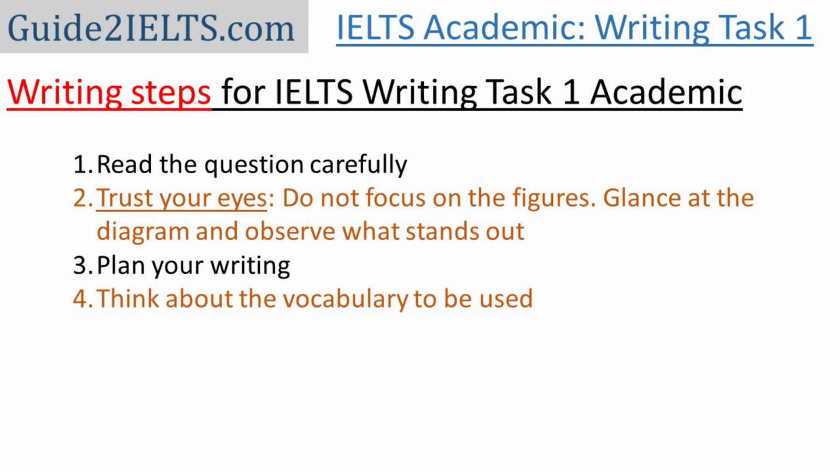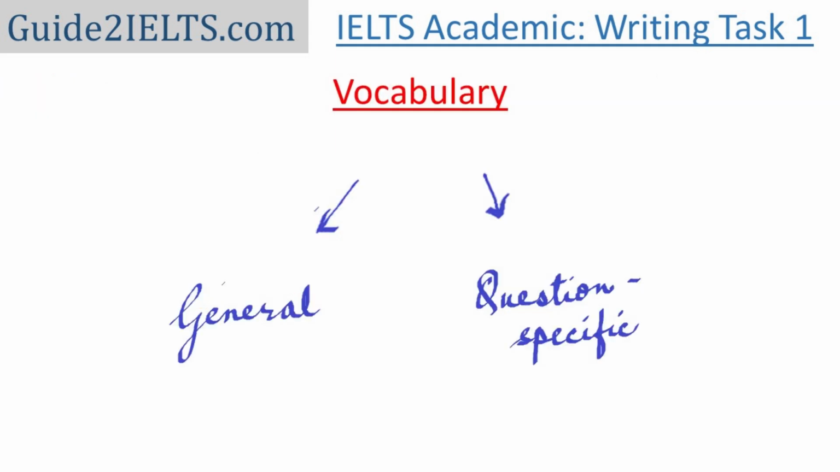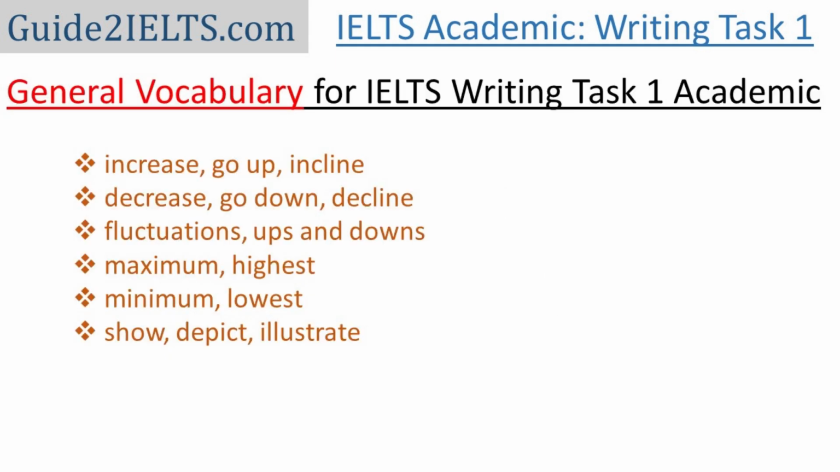Before you start writing, there is one more thing that you should do. Quickly think about the vocabulary to be used. The vocabulary to be used can be divided into two categories. General vocabulary, which in case of Writing Task 1 Academic includes words such as increase, go up, decrease, decline, go down, fluctuations, maximum, minimum, highest, lowest. Also changing a word like show to depict or to illustrate.